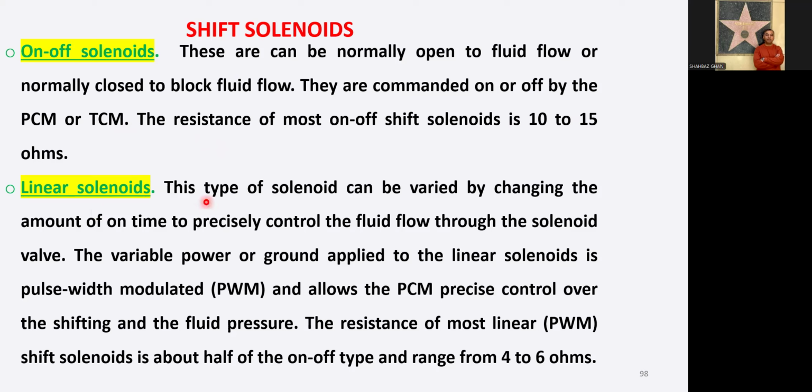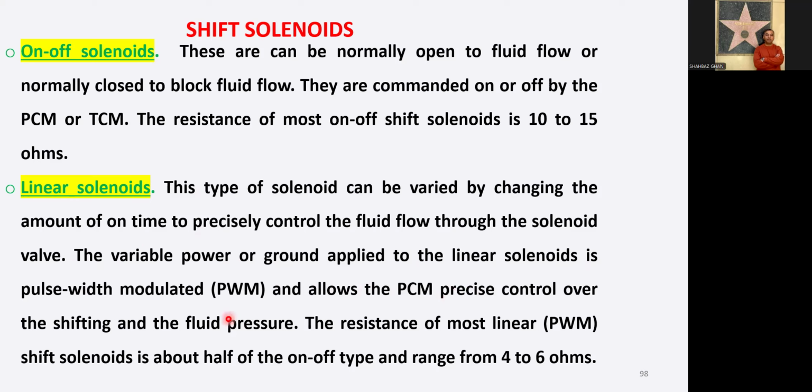Then the linear solenoid: this type of solenoid can be varied by changing the amount of on time to precisely control the fluid flow through the solenoid valve. The variable power or ground applied to the linear solenoid is pulse width modulated and allows the powertrain control module precise control over the shifting and the fluid pressure.